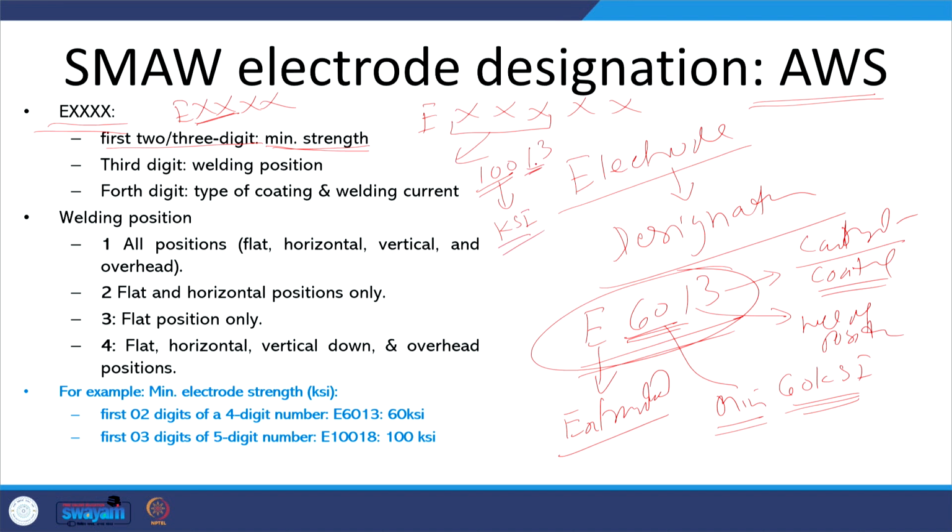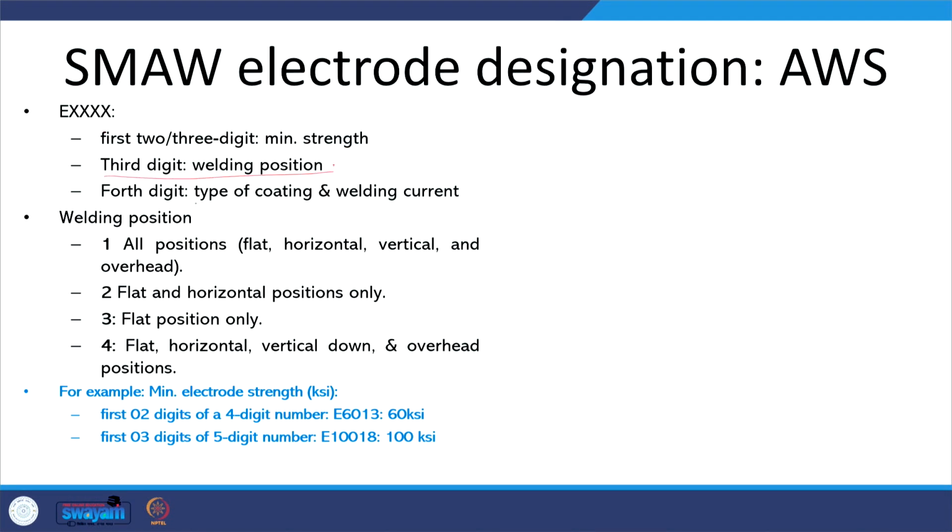Then the fourth digit becomes the welding position, and the last digit shows the current and the type of coating. Okay. So, the third digit is the welding position, and the fourth digit is the type of coating and type of current. What is the meaning of this?